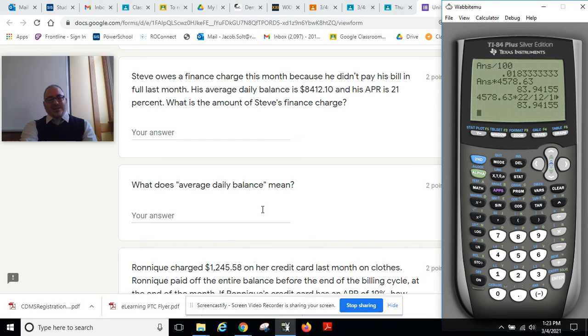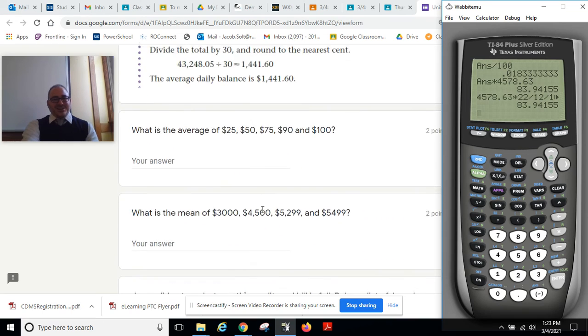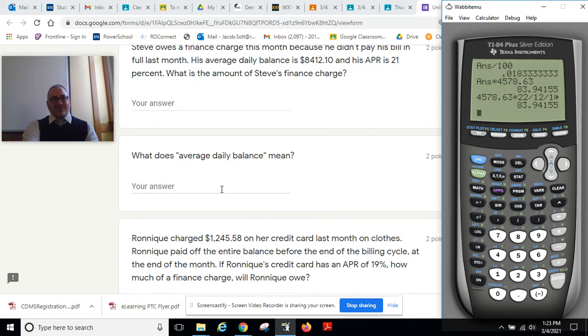But there's this average daily balance. I hope you put that in your own words, but it's like the average amount you owe each day of the month. That's one way of saying it. And I also have, remember, the definition up here. You could copy and paste it, but hopefully by now you can put it in your own words. The average daily balance is the average amount that you owe for each day of that month.